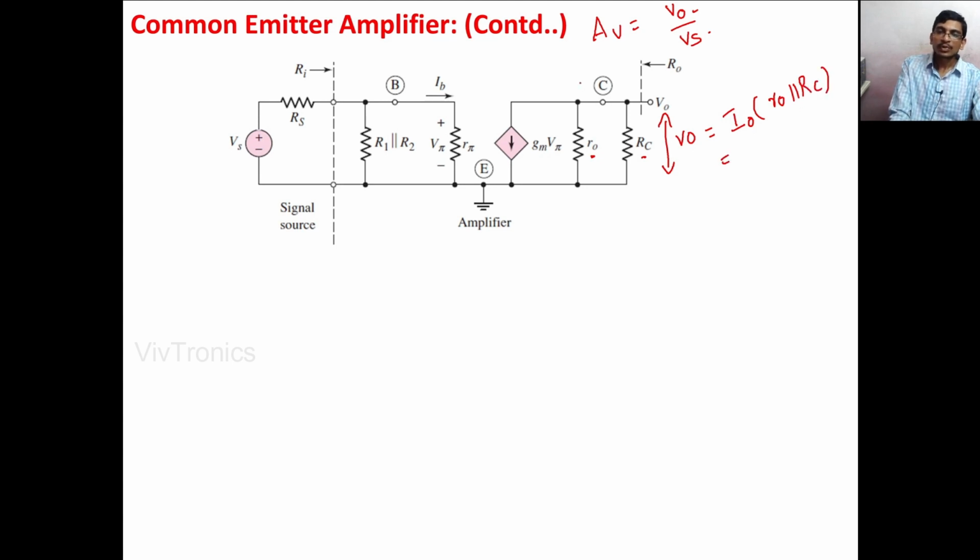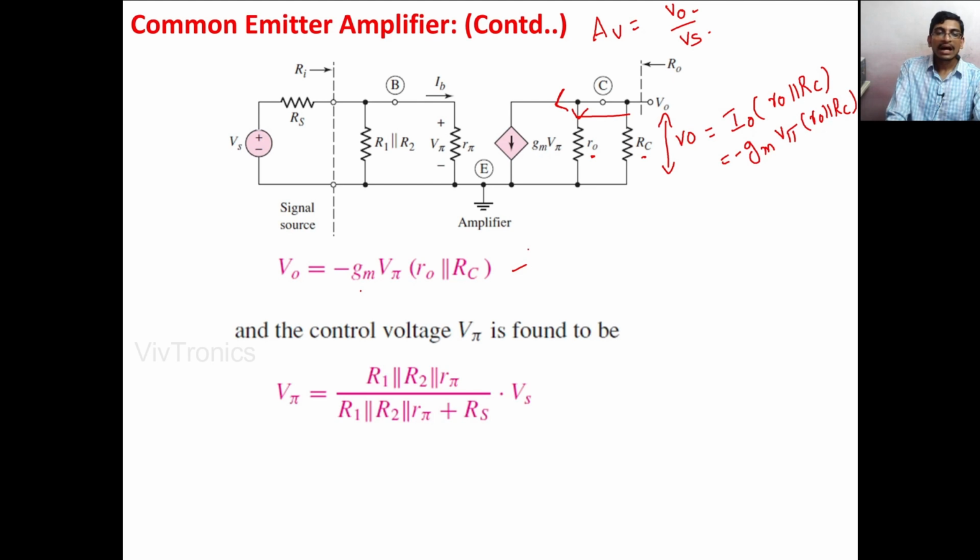Here the output current I0 will be equal to Gm into V pi. The currents flowing in these resistances are taken in this direction, and the Gm V pi direction is opposite to that. Therefore, we can write I0 as minus Gm V pi, and the output voltage V0 is equal to minus Gm V pi into R0 parallel RC.